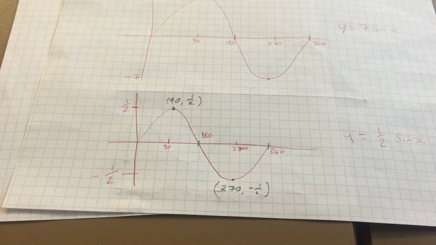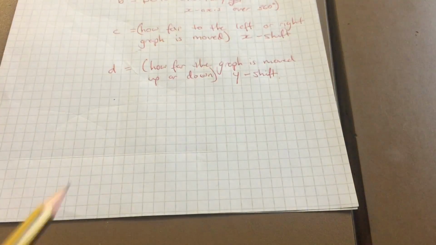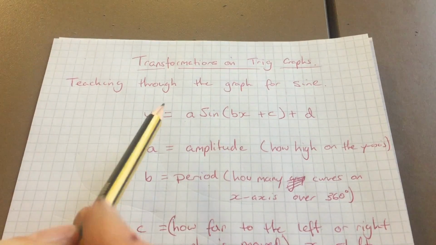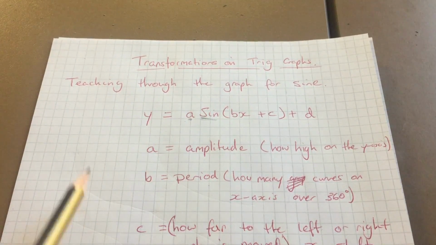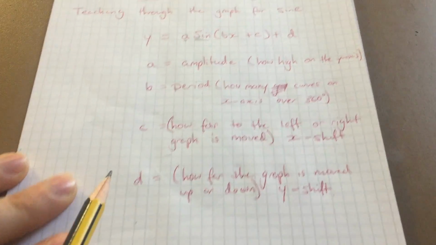Okay, so that is affecting the amplitude. That's the value in front of the function. So the amplitude tells us how high up and how low down it goes.